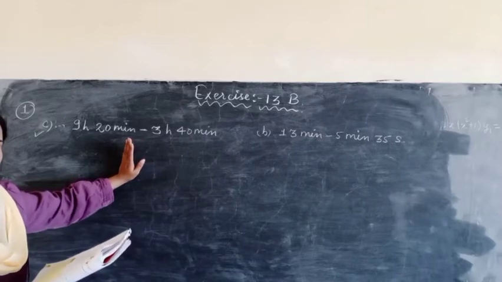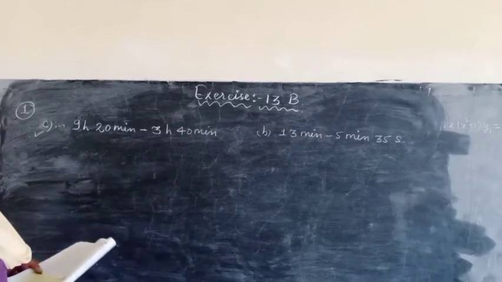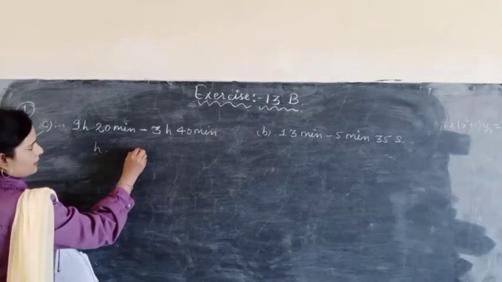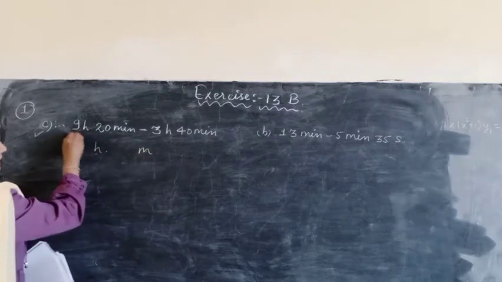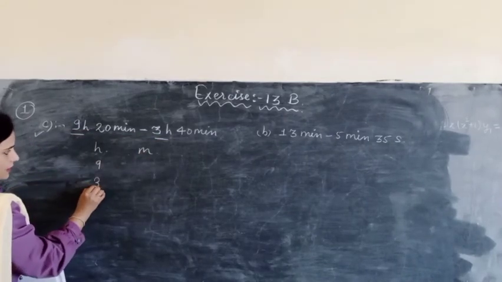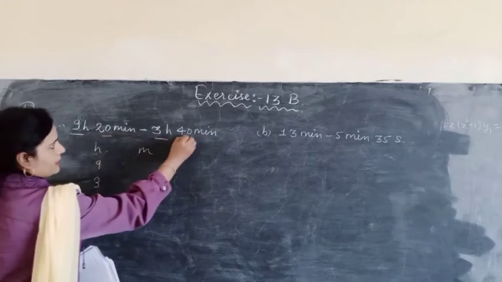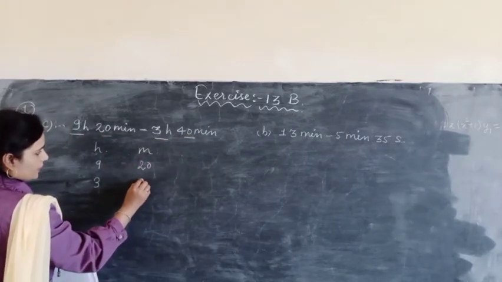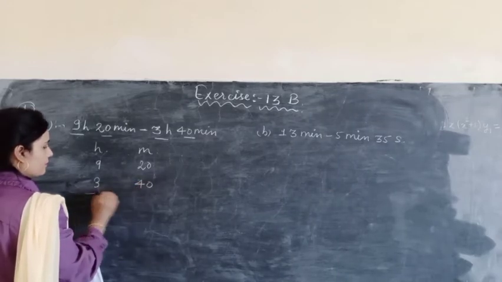हम क्या कर रहे थे कि एडिशन कर रहे थे ना, but here is subtraction. So first of all we will write here the hours and here we will write minutes. Okay, so hours are 9 hours and here is 3 hours. So we will write here 9 and 3. Okay, and here is 20 minutes, here is 40 minutes. We will write here the proper 20 minutes and 40 minutes.